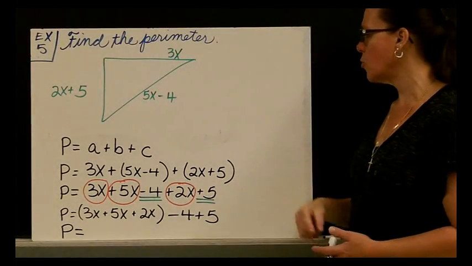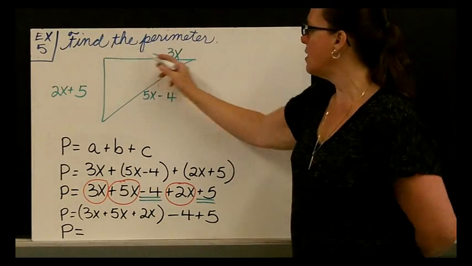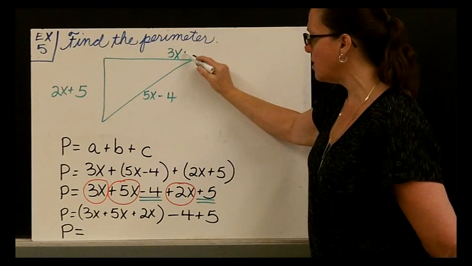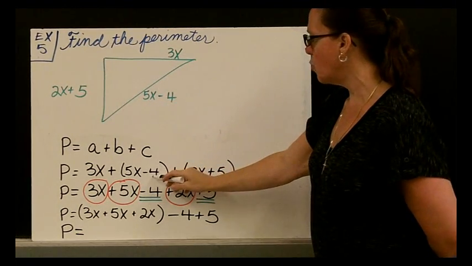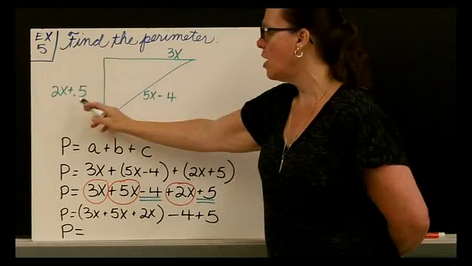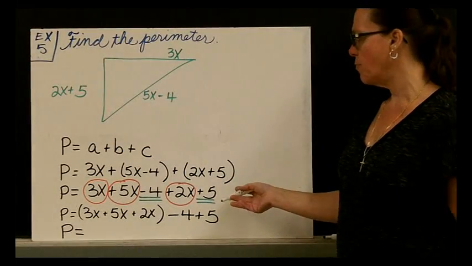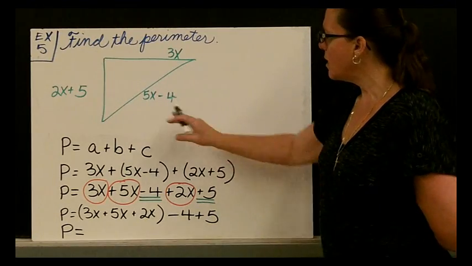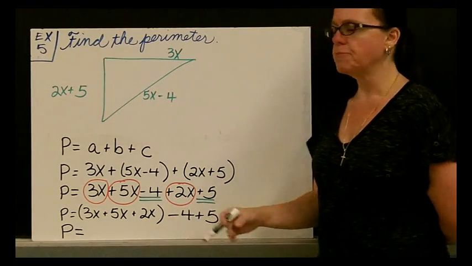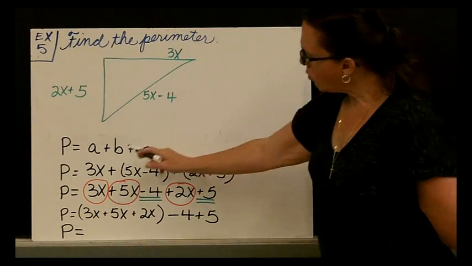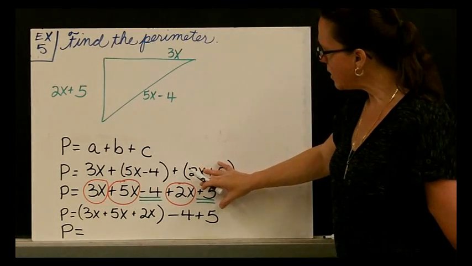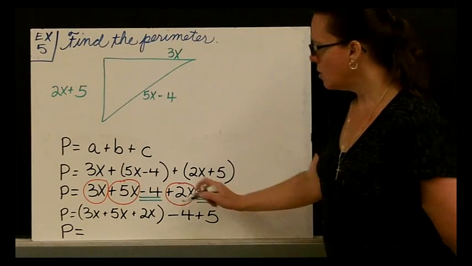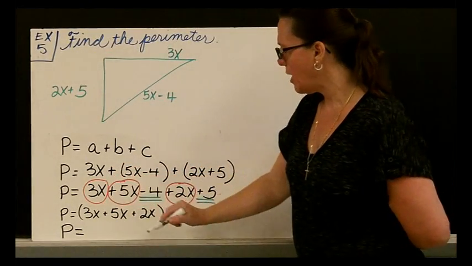And I did most of the work already. I'm calling this side A, so we have 3x plus the quantity 5x minus 4 plus the quantity 2x plus 5. Now the reason I wrote it in parentheses is I wanted to show you that each side was separate. And now what I do is I'm rewriting these side expressions without the parentheses. We have 3x, there's our A.